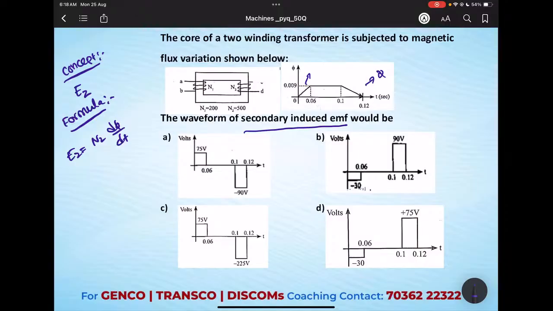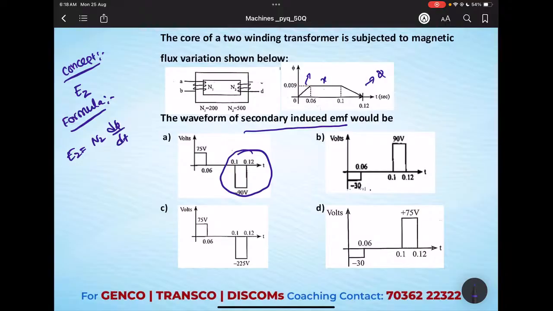If you observe like that, how many options are matching? Two options, A and C. If you differentiate any constant, what will you get? 0. So in both A and C it is matching. And what is the main difference between the A and C options? The interval from 0.1 to 0.12. In this duration the voltage induced is different. Okay, we need to find that out.